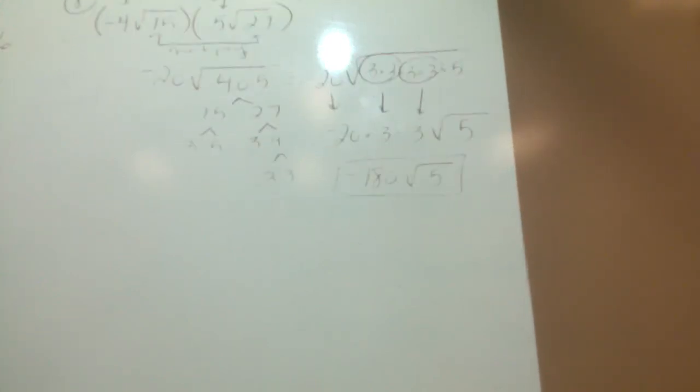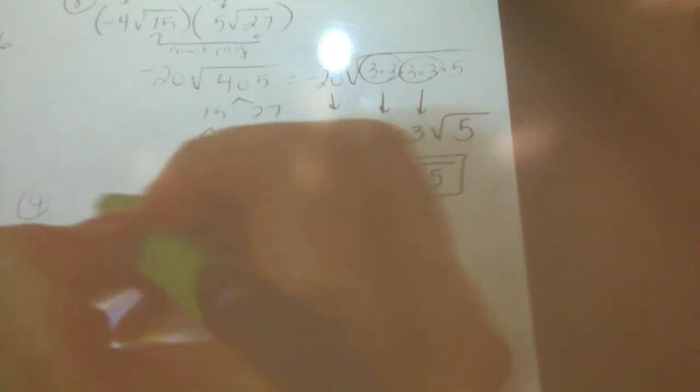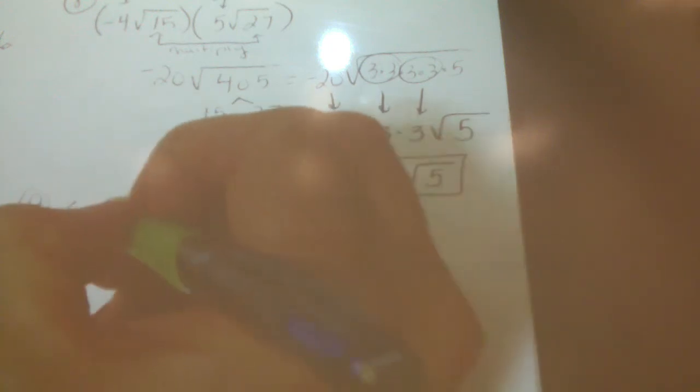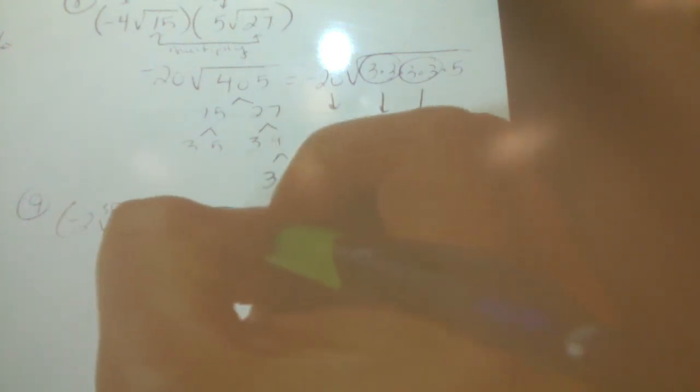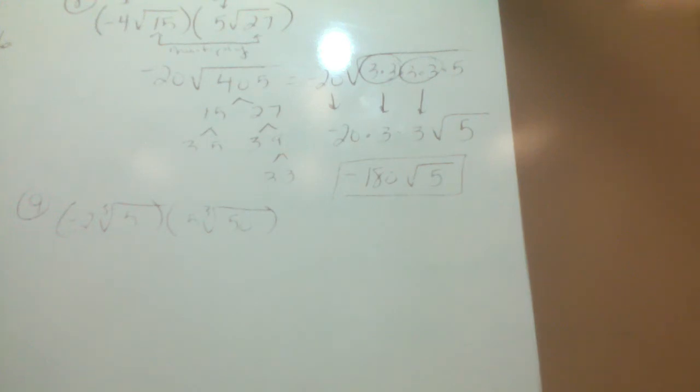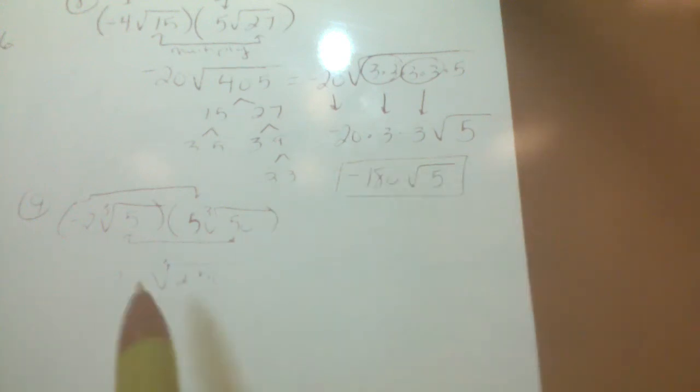And let's do one final third root problem. So number 9, I've got negative 2, the third root of 5 times 5, the third root of 50. So I'm going to multiply what's on the outside together. That's negative 10. 5 times 50 is 250. And I've got that third root. I'm not going to drop that.